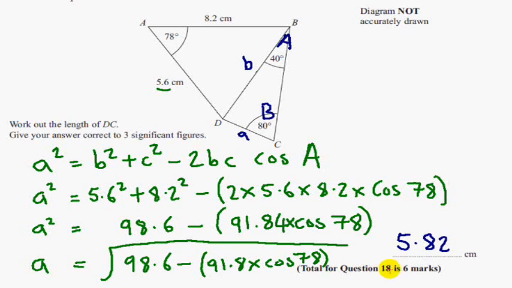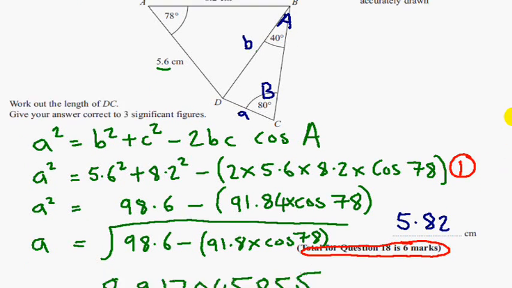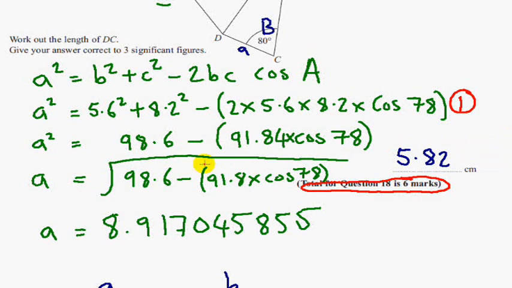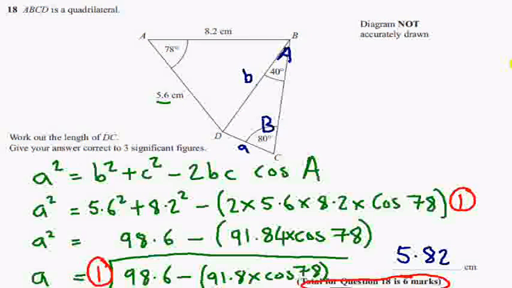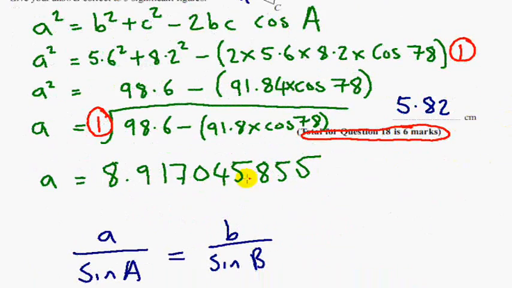So question 18 is worth 6 whole marks in total. Let's have a look at what the mark scheme says. The first is a method mark for using the cosine rule, which we've done here. The second is a method mark for square rooting this to get DB. And the third mark is for an answer of actually working out DB here.